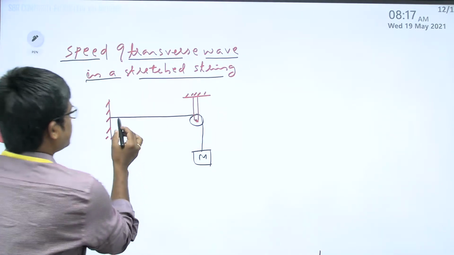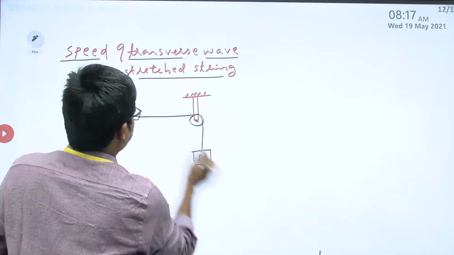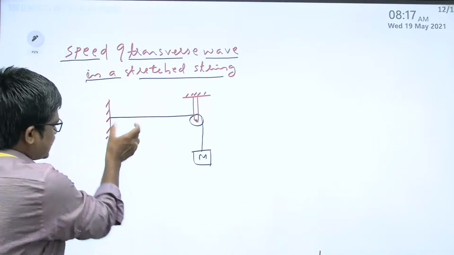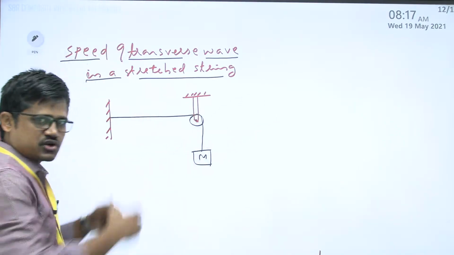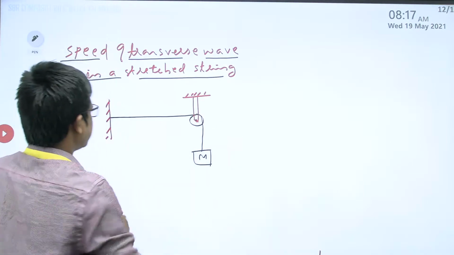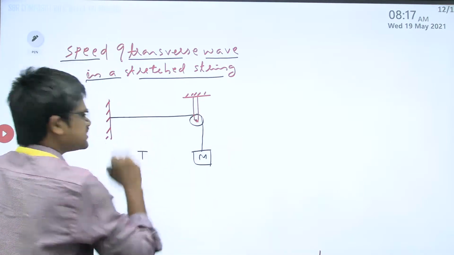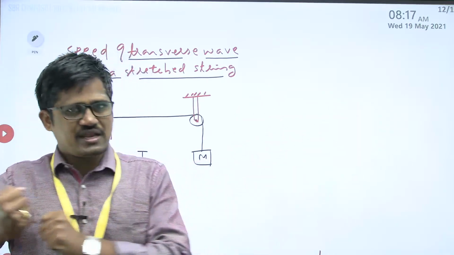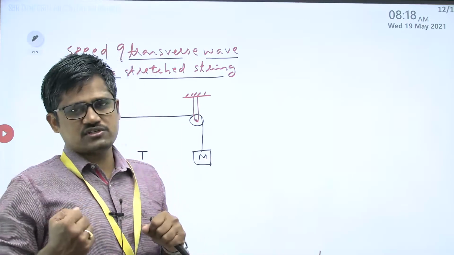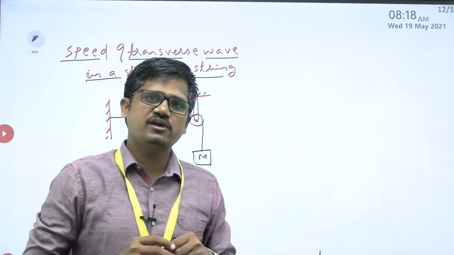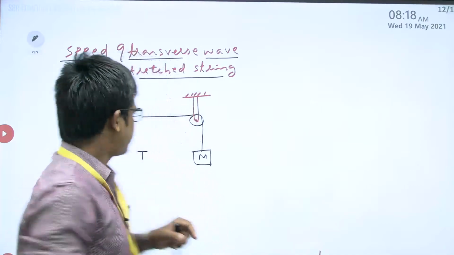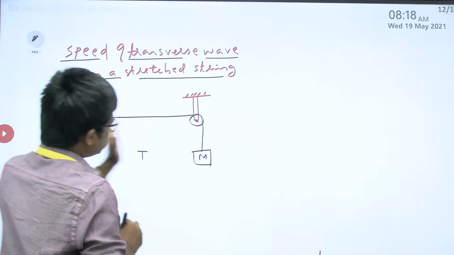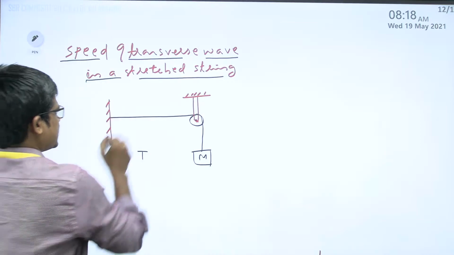Remember, if the weight is more, the string is taut, very tight, right or not? Then if this string is taut very tightly, ultimately the tension in the string will increase. You can take a string connected to a wall and one end you hold it and make it tight, then you create a pulse. Then the speed of the wave going in that string will be more, right or not? If the weight is more, then the tension in the string will be more.